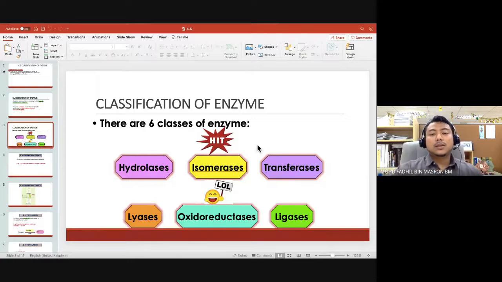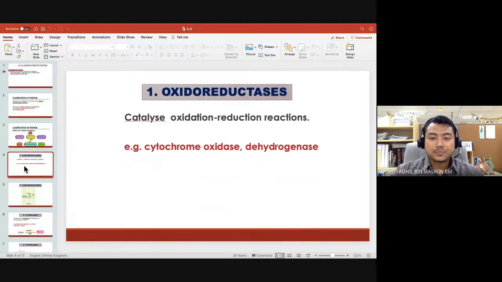Okay, so here are the 6 classes of enzyme. So short form dia HYDROL. So apa? Hydrolases, isomerases and transferases, and lyases, oxidoreductases and ligases. HYDROL. Macam tu. Okay, so we first look at the first one. Okay, oxidoreductase in no particular order lah.